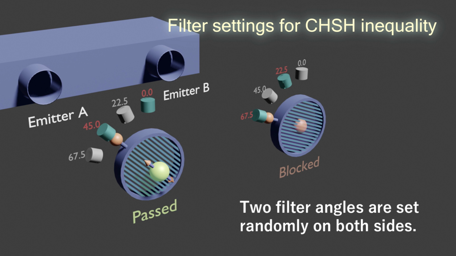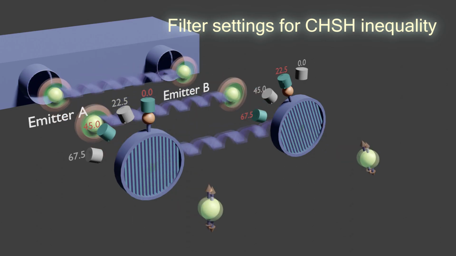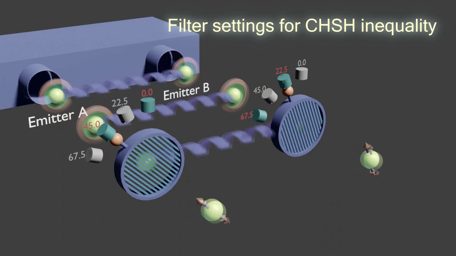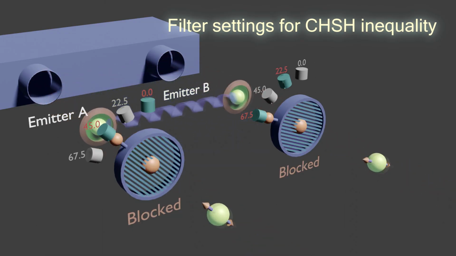In the case of photon polarization, the violation of the CHSH inequality can be confirmed by using filter angles of 0 degrees and 45 degrees on side A, and filter angles of 22.5 degrees and 67.5 degrees on side B. Now, the animation shows how to switch between 2 angles of the polarizing filter separately for sides A and B.